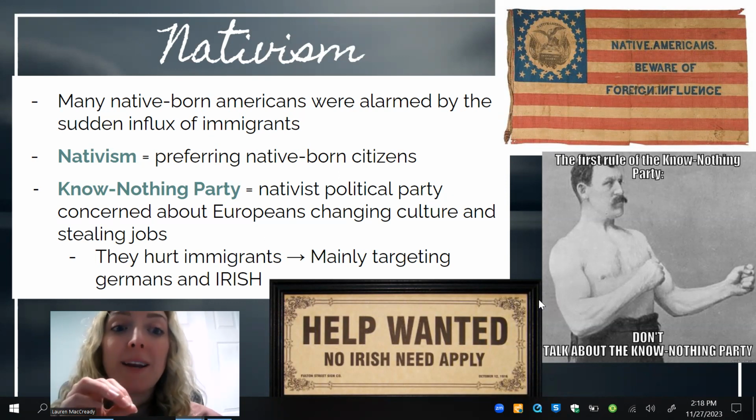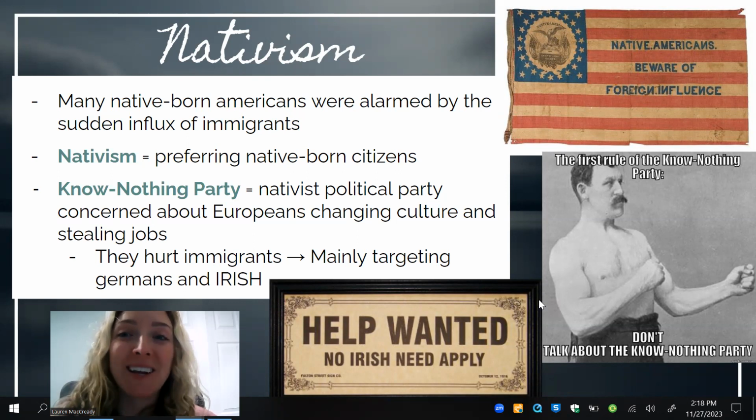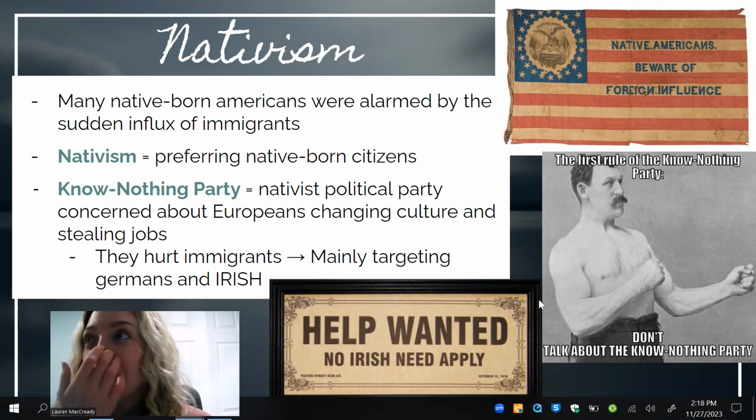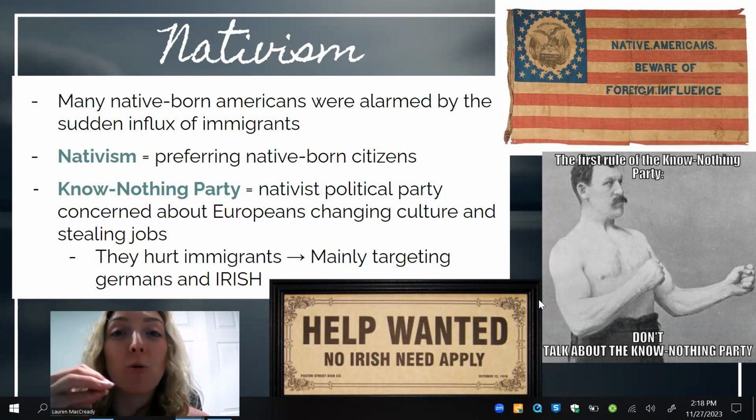And there are so many nativists forming in opposition to the Irish and Germans that are coming over that they actually form their own political party called the Know Nothing Party. The Know Nothing Party is a political party that has to keep their dealings secret. So if you were to approach them and ask them about what they're doing about their anti-immigrant platform, they have to respond with "we know nothing," which is so sketchy. But everyone knows what they stand for.